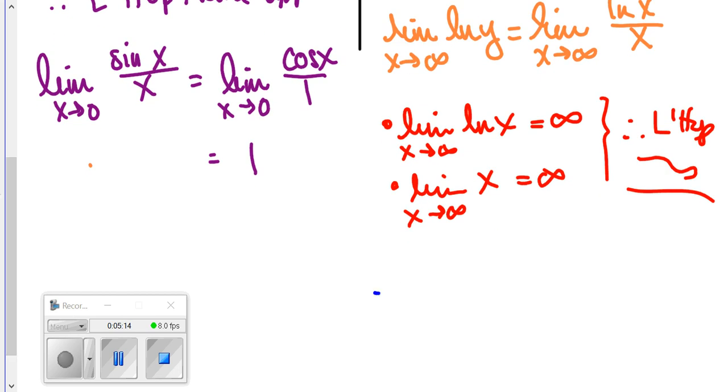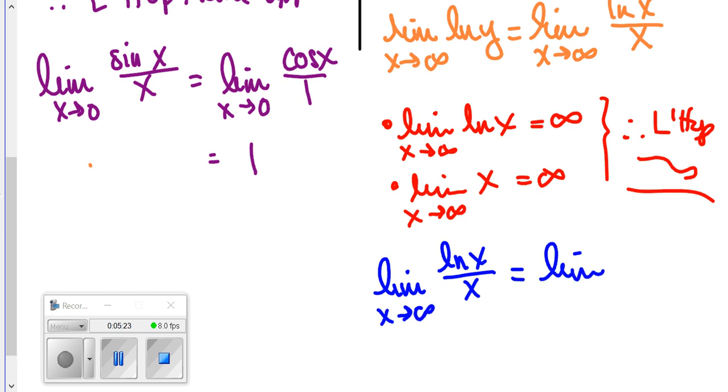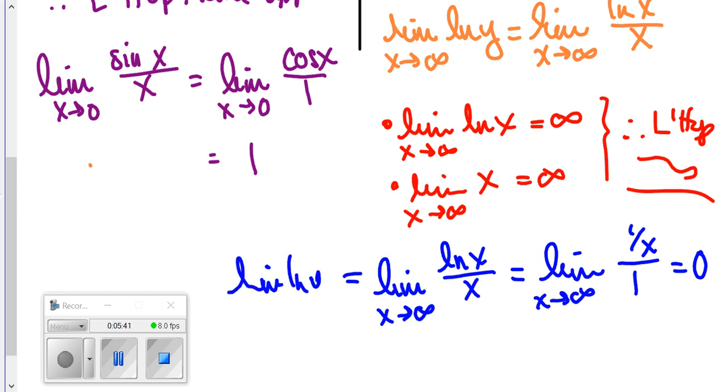So my limit of natural log of x over x is going to have the same value as a limit of the derivative of the top over the derivative of the bottom. And as x goes to infinity, this expression is going to approach 0. But I need to bear in mind that this expression was equal to the limit of natural log of y. Y is the thing that I defined in the beginning of the question.